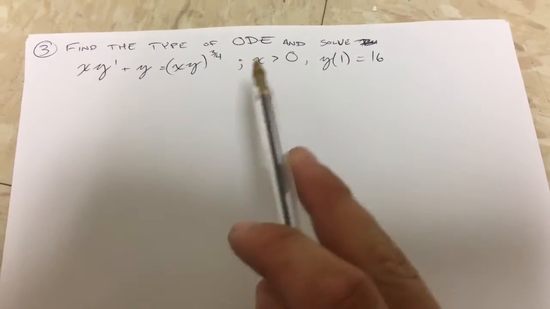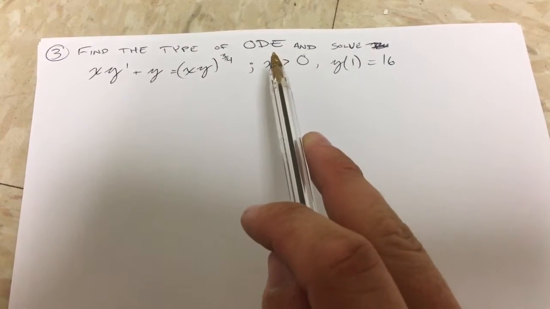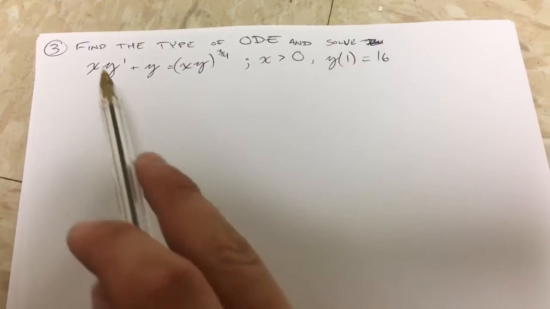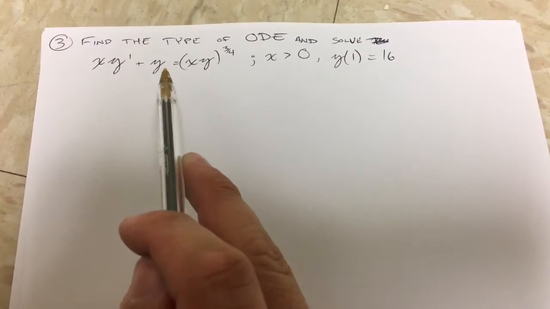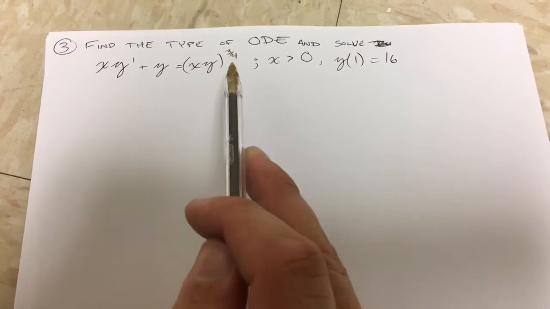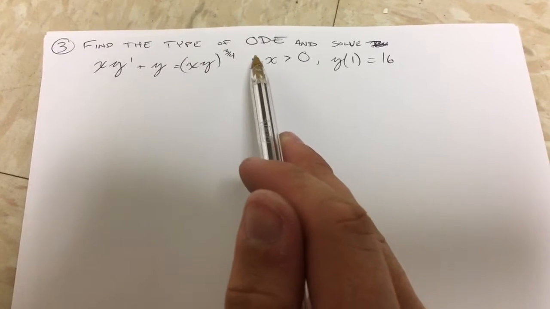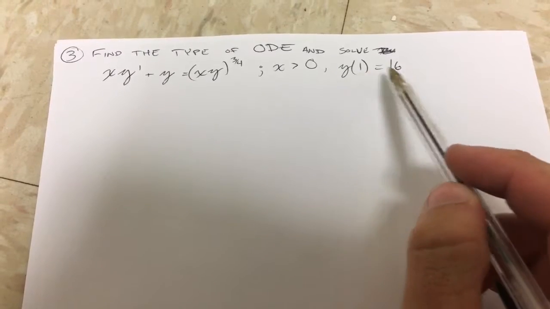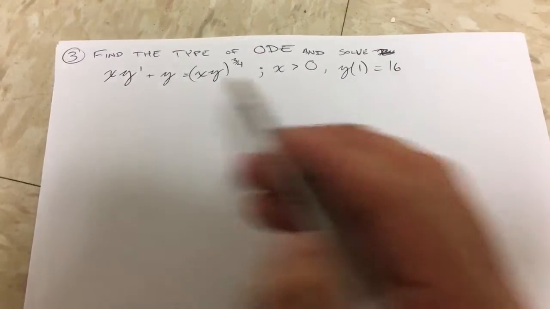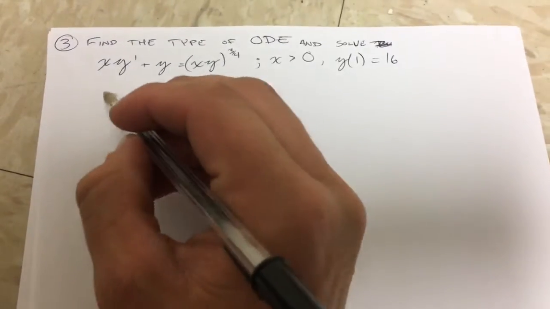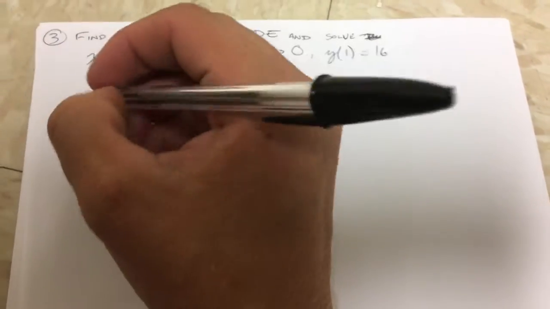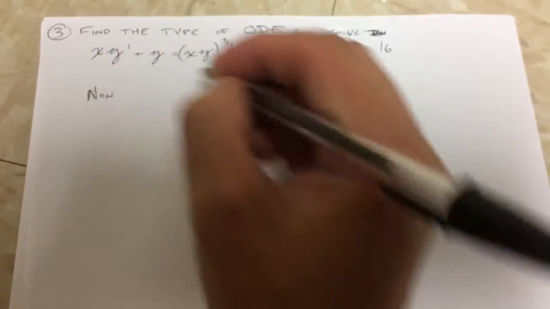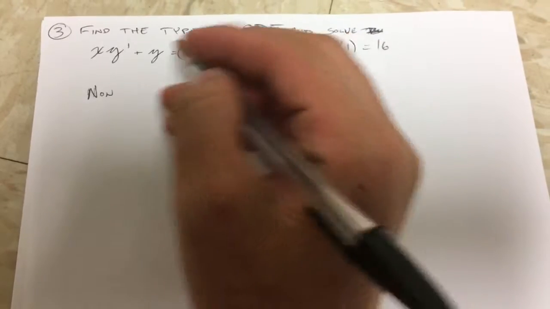So for number 3, we're asked to, again, find the type of differential equation and solve. We have xy' plus y equals xy to the 3/4, and it's given that x is greater than 0, and when x equals 1, y is equivalent to 16. So we know that it is nonlinear because of the xy to the 3/4.